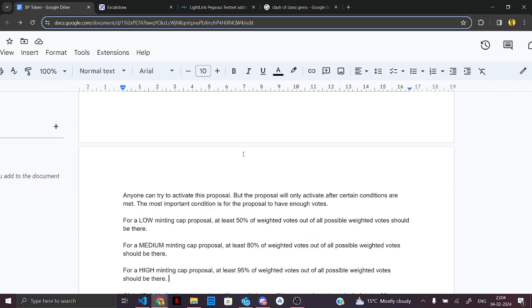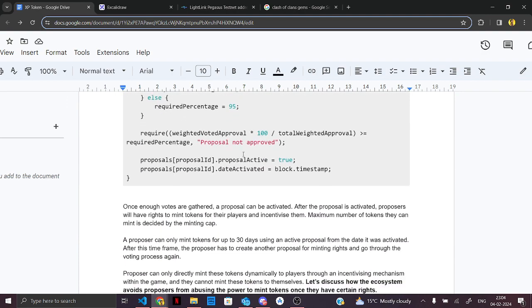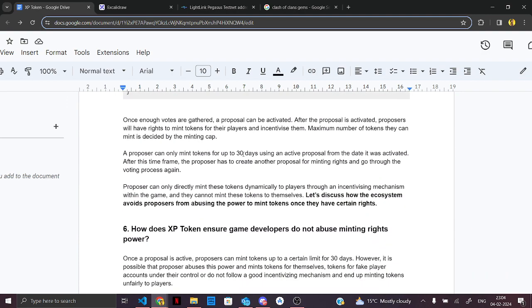You can see this activate proposal function. Once enough votes are gathered, a proposal can be activated. It is very important to note that after the proposal is activated, the proposer will have rights to mint tokens for their players and incentivize them. You can see that a very small cap is allowed, which means that, let's say, 1000 tokens are allowed.